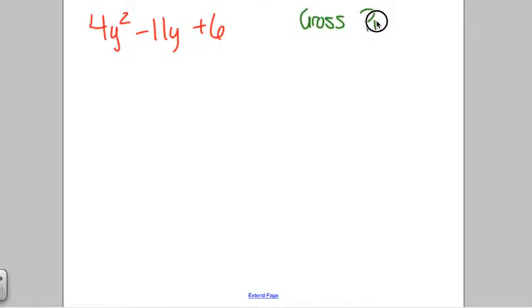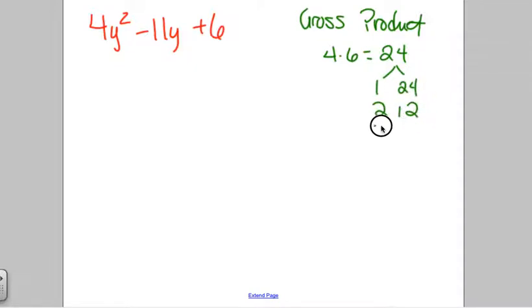Okay, next let's try 4y squared minus 11y plus 6. This is where I'm going to use that gross product method, where I multiply a and c together first. So 4 times 6 gives me 24. So then I'm going to figure out factors of 24 that could add to a negative 11. So 1 and 24, 2 and 12, 3 and 8, 4 and 6. Those are all my factors. A negative 3 and a negative 8 will add to negative 11.